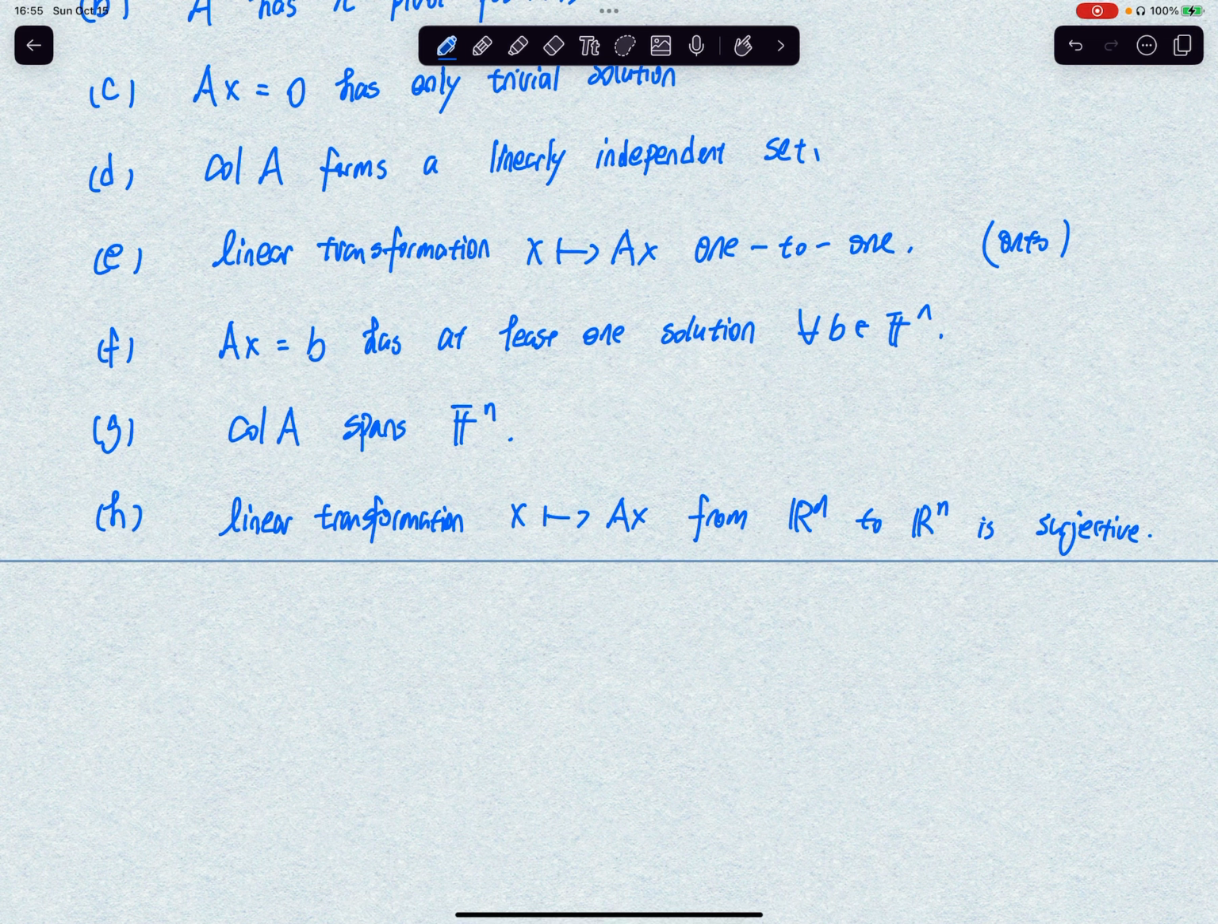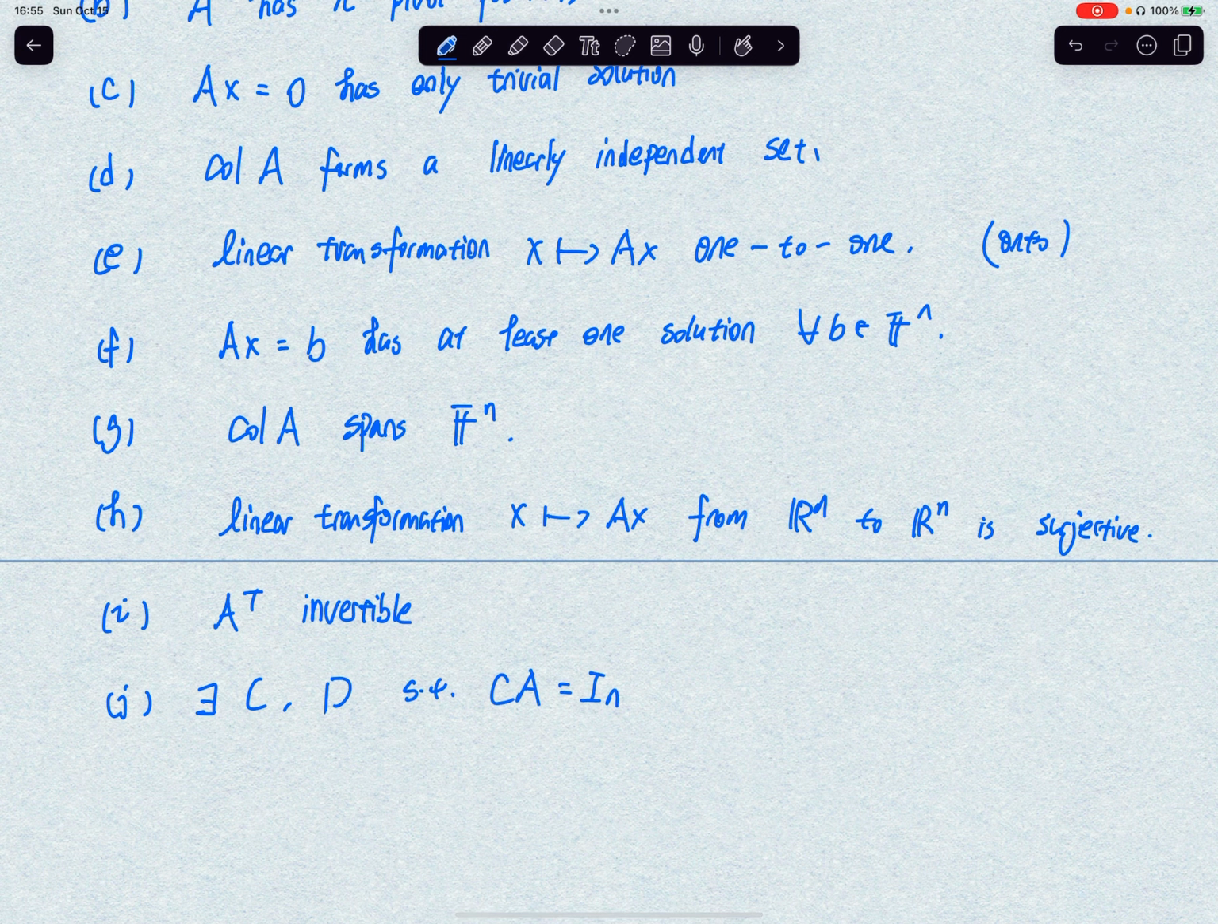And also we have that A transpose is also invertible. If and only if there are C and D, n by n matrices, such that CA equals I_n and AD equals I_n. And note that C and D need not coincide.